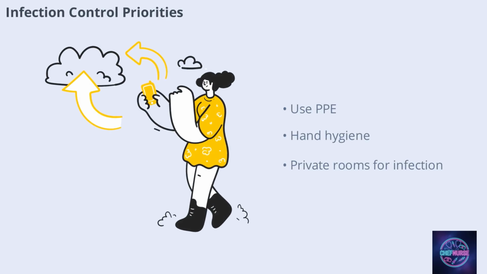Infection control is a high-yield topic. On the NCLEX, prioritize patients with contagious diseases for private rooms and use appropriate personal protective equipment, PPE. Always wash your hands before and after patient contact. If a question involves infection risk, choose the answer that best prevents transmission and protects vulnerable patients.